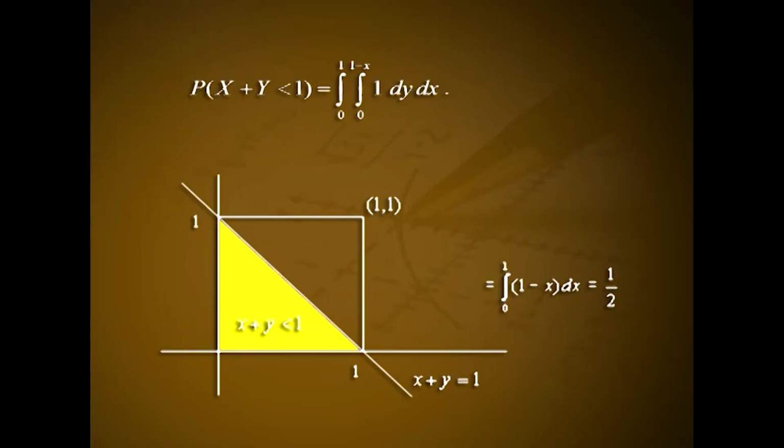Solution. 1. P(x + y < 1) equals the integral from 0 to 1, again the integral from 0 to 1 − x of 1 dy dx. The range of integration is shown as a shaded region in the figure. The integral from 0 to 1 of (1 − x) dx is equal to 1/2.